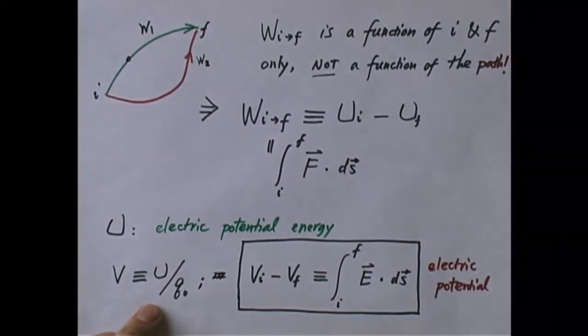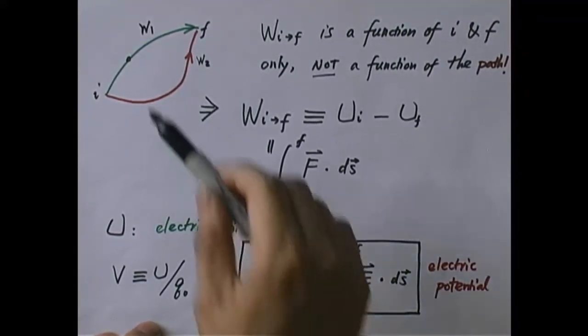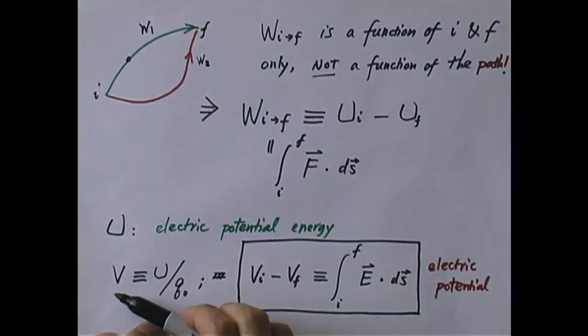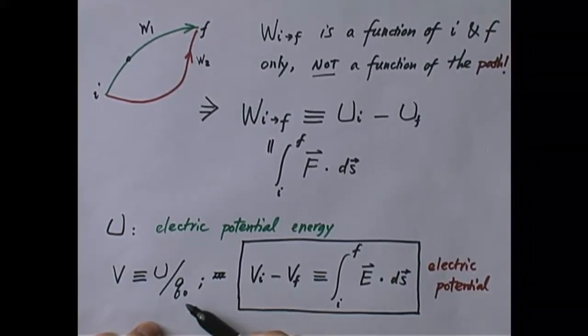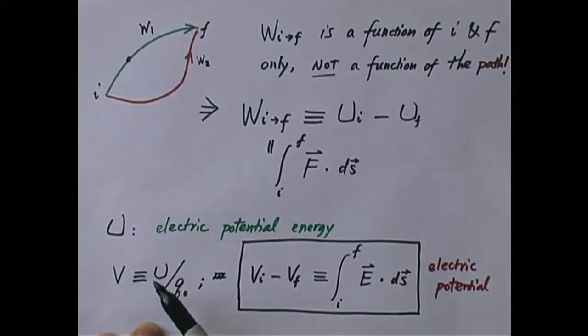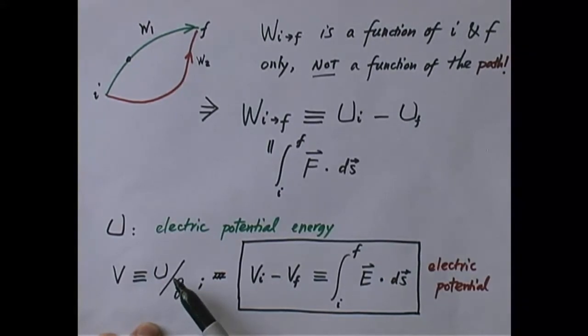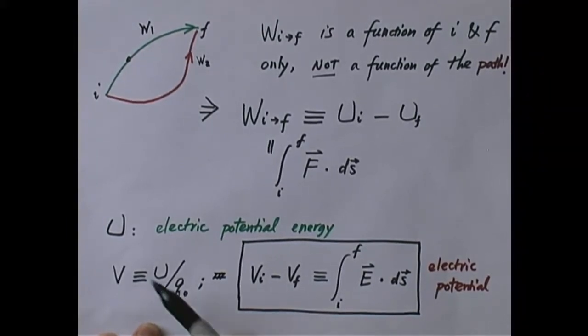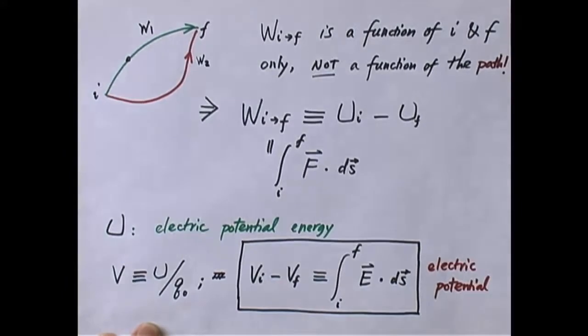So naturally, just like we did for the electric field, we want to eliminate the influence of the test charge. So what we're going to do is define a new function, V, not U. V is defined as U over Q naught. What's Q naught? Well, Q naught is the test charge that we use to test the strength of the electric field. So if U is proportional to Q naught, then the ratio of U over Q naught is not a function of Q naught anymore. It depends only on the strength of the source which creates the electric field.